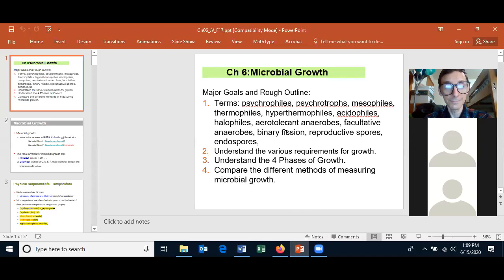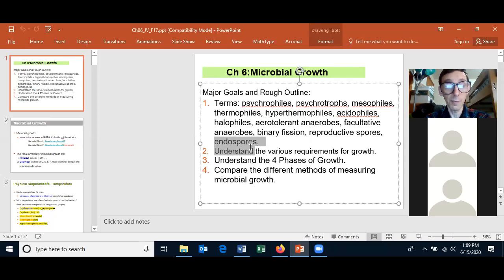other oxygen requirements for growth. Binary fission, reproductive spores, and endospores. We've already talked a little bit about endospores, but we'll talk about it in greater depth today. Understand the various requirements of cells for growing, understand the 4 phases of growth, and compare the different methods of measuring microbial growth. Is there any question about any of that?